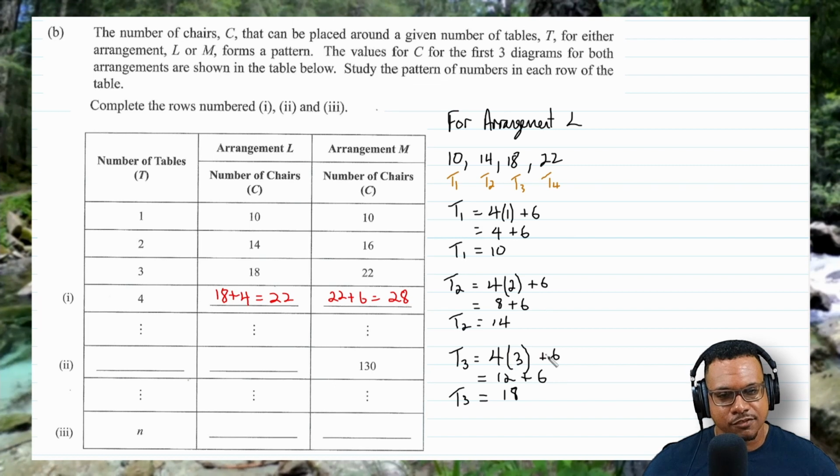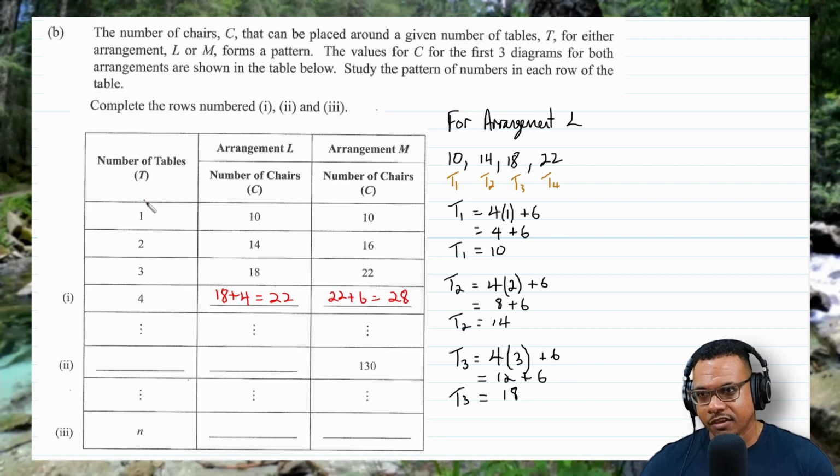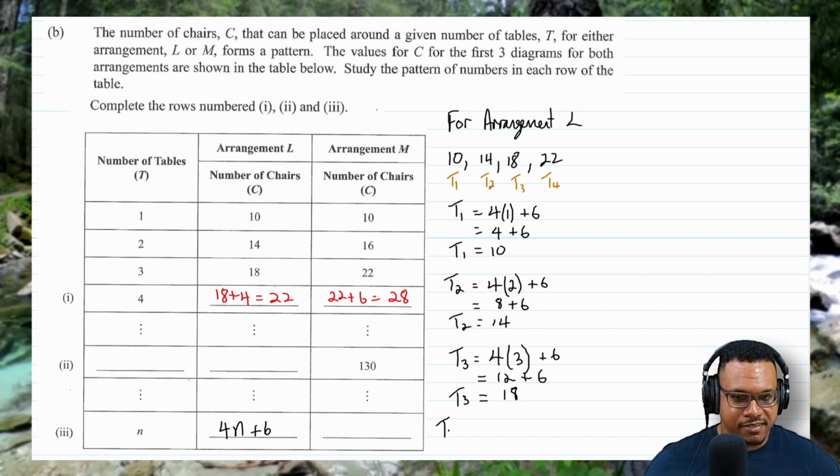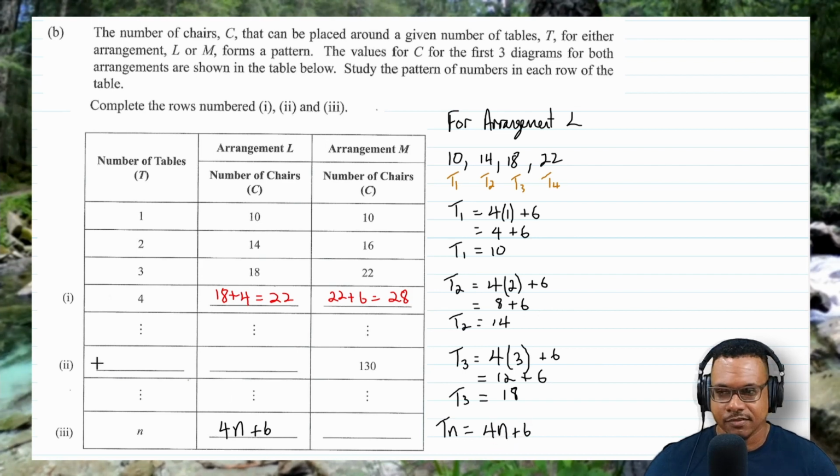So now that we established that this formula holds for our first 3 terms, let's apply it to the nth term. So you can clearly see we are multiplying 4 times the number of tables plus 6 to get the number of chairs for arrangement L. So therefore, when the number of tables is n, my number of chairs for arrangement L will be 4 times the number of tables, which is n, plus 6. And that just means my nth term is equal to 4n plus 6. So this will be the nth term here for this pattern.